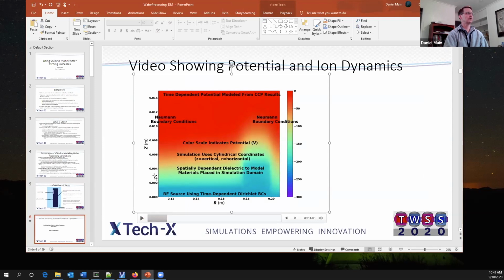Okay, so these two boundaries are Neumann. That allows the potential to float, which you can see here, it's floating. We put a time-dependent potential, modeled from other capacitively coupled results, up here. And then there's an RF source down here. So we did have to figure out how to get this plasma potential correct in order to get a good simulation. And we've done that for this problem.